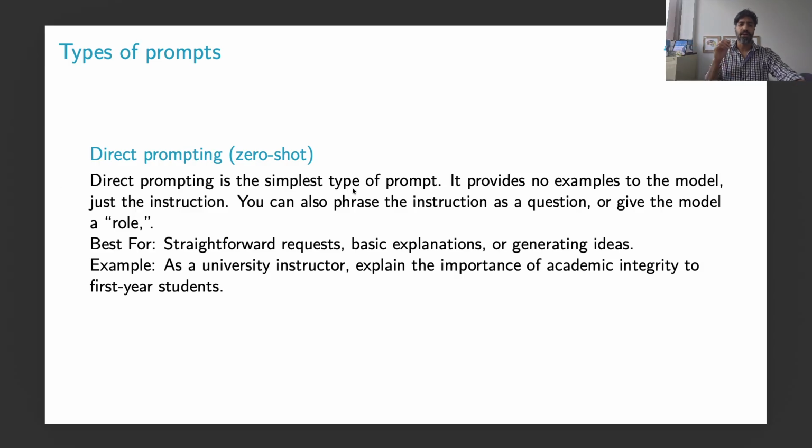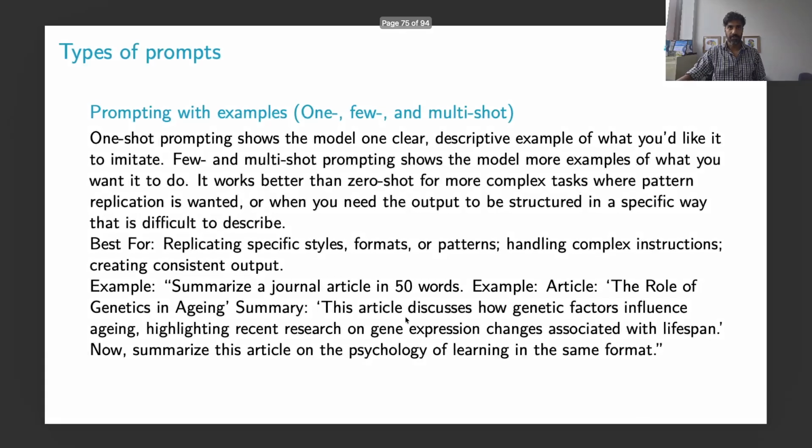This is where you just give a simple prompt to the AI model. There's no examples, just the instructions. So you can phrase the instruction as a question or give the model a role. So it's best for straightforward requests, basic explanations, or generating ideas. This is where most people are using AI in this way. So you could say, as a university instructor, explain the importance of academic integrity to first-year students. That's a direct prompt, very simple, just generating a response from that.